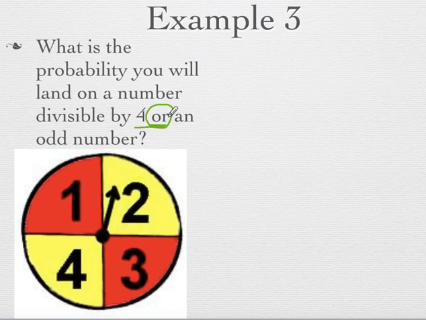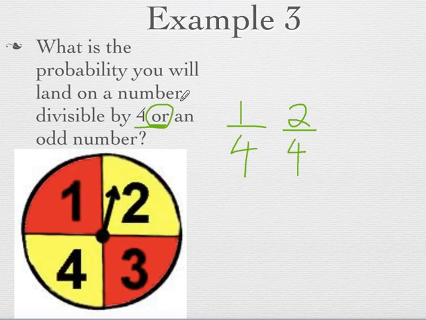So first, the number that is divisible by 4 is only 1 out of 4 because there are 4 numbers here, or 4 parts of the spinner. And the odd numbers are 2 out of 4. Now, how are you going to find the probability? Since this is a mutually exclusive event and they don't happen at the same time, you just add them.